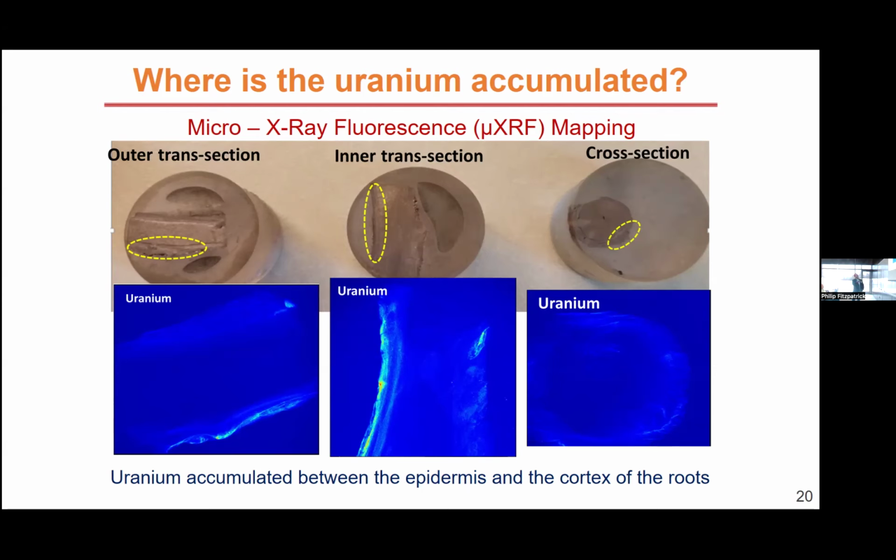But what is cool of this is that we open these plants. I'm showing you from the inside what the micro X-ray fluorescence mapping shows is that the uranium accumulates in the outside layers of the plant. So this is almost the epidermis and cortex of the plant.